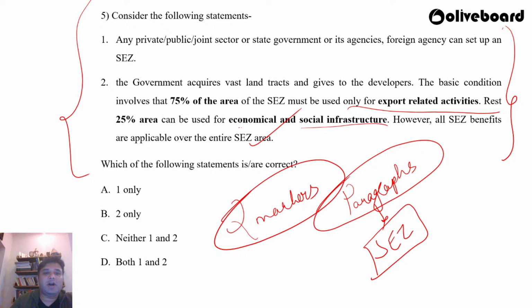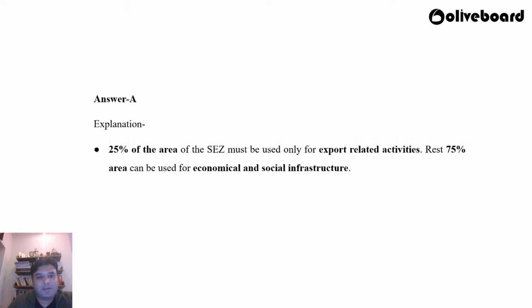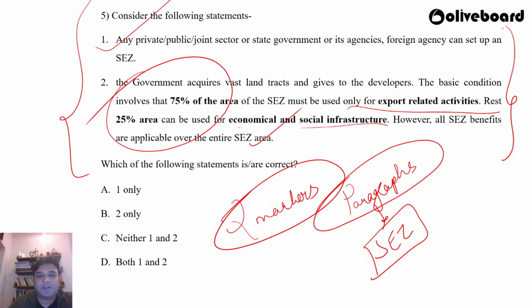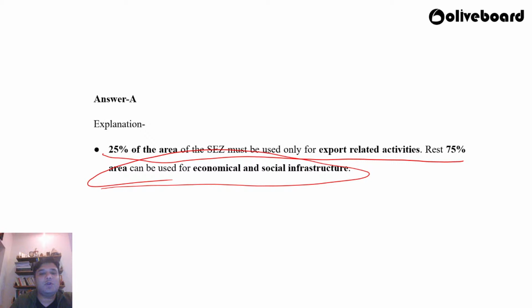Ishita is correct because I have inverted the provisions here. पहला स्टेटमेंट तो सही है that any private agency, public agency, joint sector company or a state government or its agencies or even a foreign agency can set up an SEZ, right? But दूसरा स्टेटमेंट में गड़बड़ है. गड़बड़ क्या है? 25% of the area must be used only for export related activities and rest 75% area can be used for economical and social infrastructure. तो यहाँ पे मैंने उल्टा कर दिया है, right? बाकी तो कंडीशंस चेंज हो गई, अगर कंडीशंस चेंज हो गई तो स्टेटमेंट नंबर 2 इनकरेक्ट हो गया. तो दैट इज योर की टेक अवे.